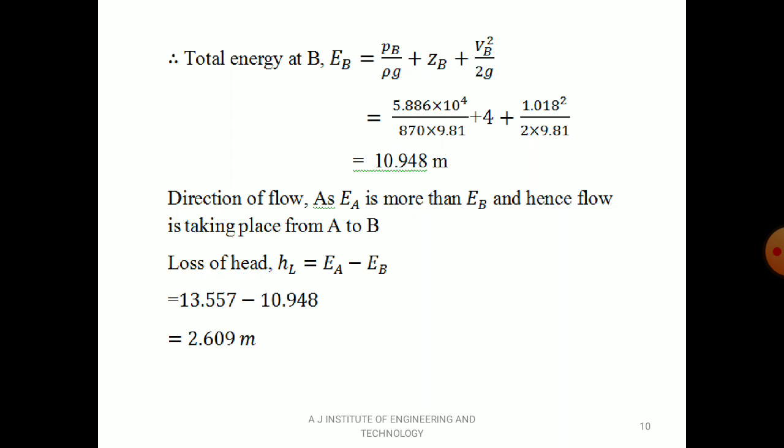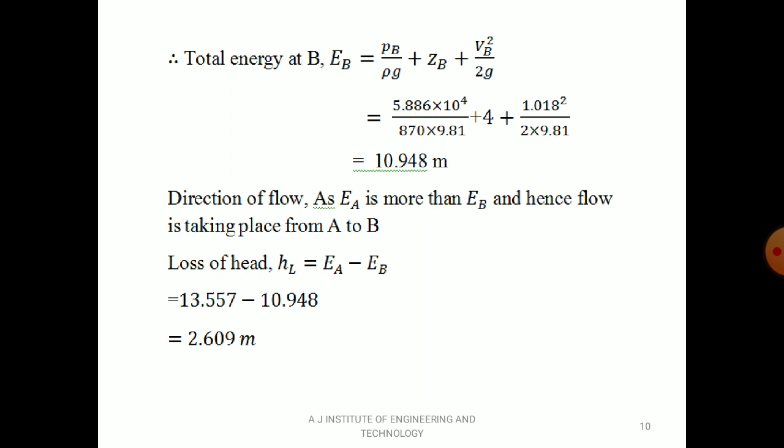Now the loss of head is just the difference between the two energy values. So that is EA minus EB, higher value minus lower value. That is equal to 13.557 minus 10.948. So the loss of head comes to be 2.609 meter.